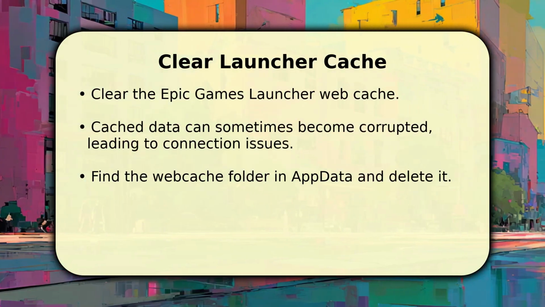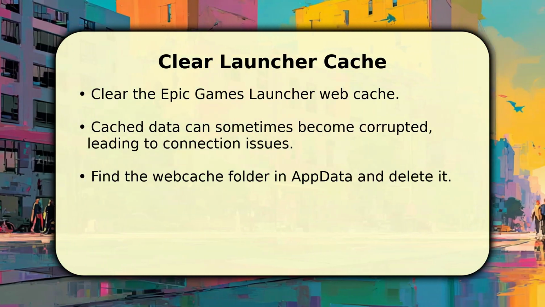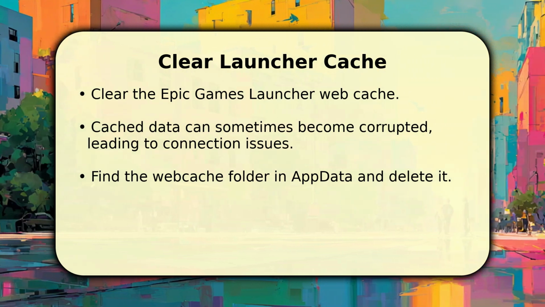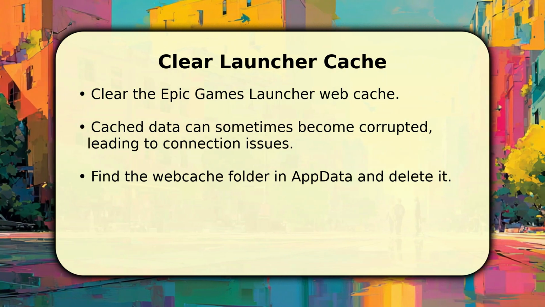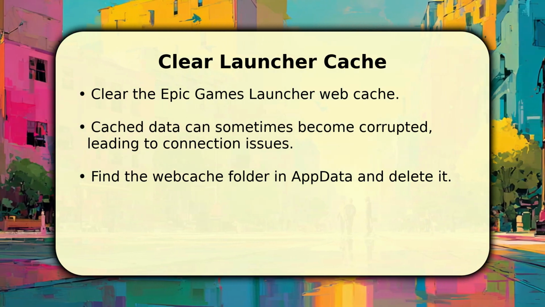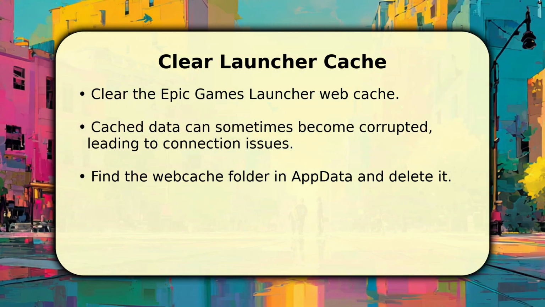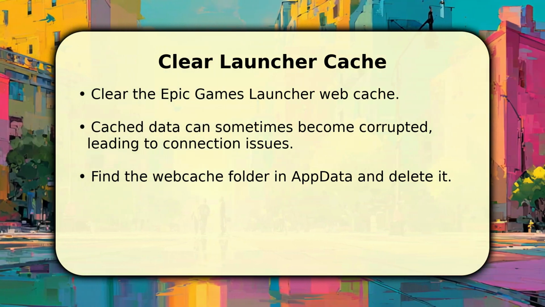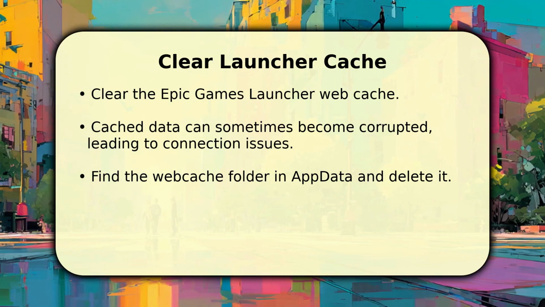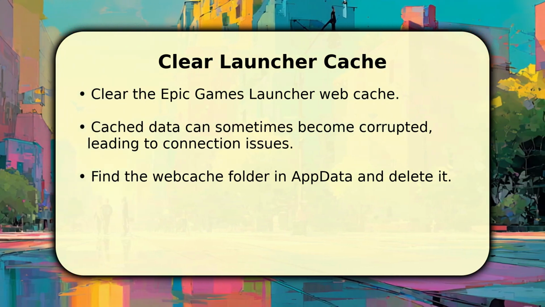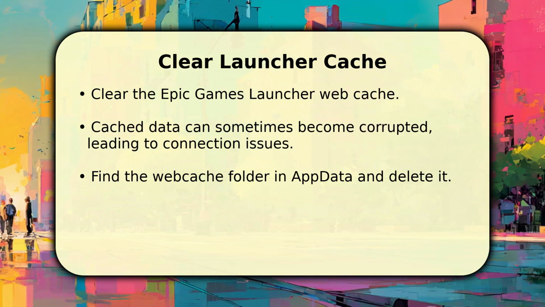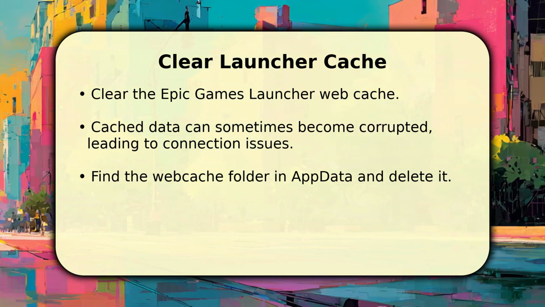Next, we recommend clearing the Epic Games Launcher's web cache. Over time, cache data can become corrupted, which might interfere with the launcher's ability to connect properly to Epic servers, triggering the AS-3 error. To do this, close the launcher completely. Then, navigate to your AppData Local folder, locate the Epic Games Launcher directory, and delete the webcache folder inside it. Relaunching the client will rebuild this cache fresh, often resolving the problem.